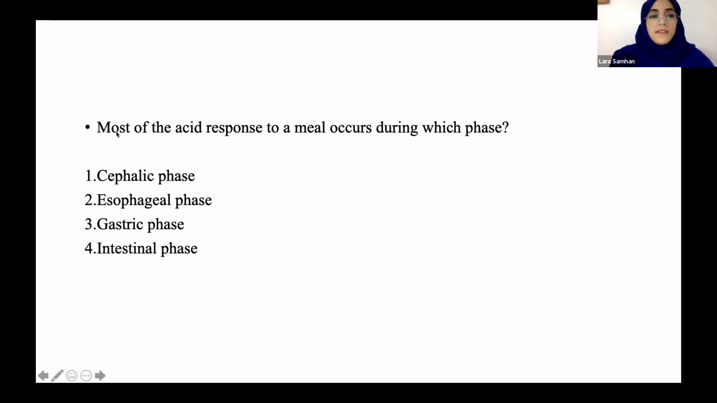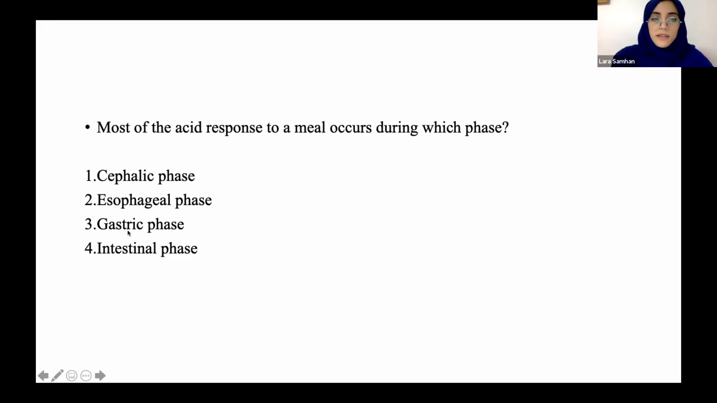Excellent. So the question says, most of the acid response to a meal occurs during which phase? For swallowing, we have three phases: the oral, the pharyngeal and the esophageal. We also have other phases in the body, as you know, like this is medicine, so we have many phases. For the phase here, it asks about the phase where the acid is mostly going to be produced, and as we know, it's produced mostly in the gastric phase.